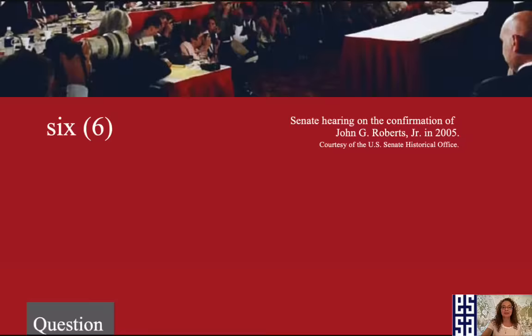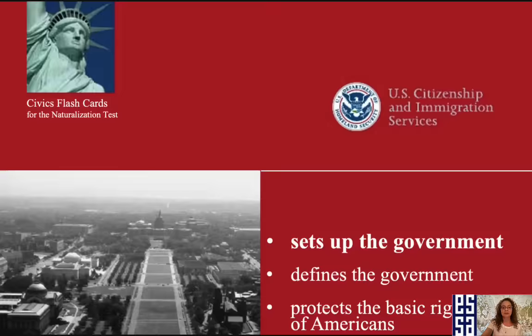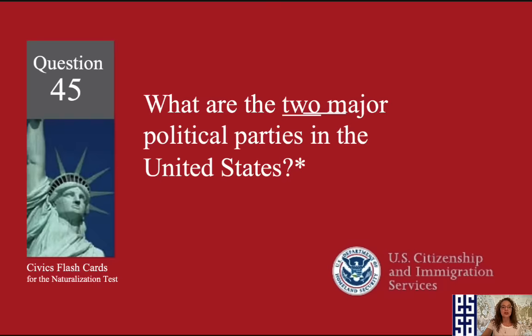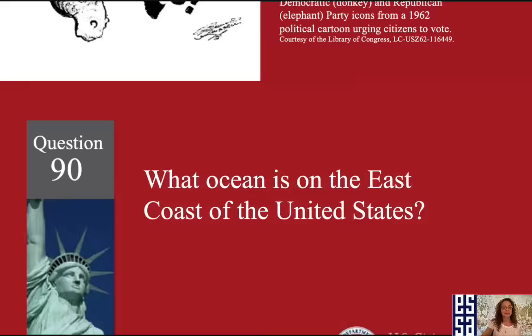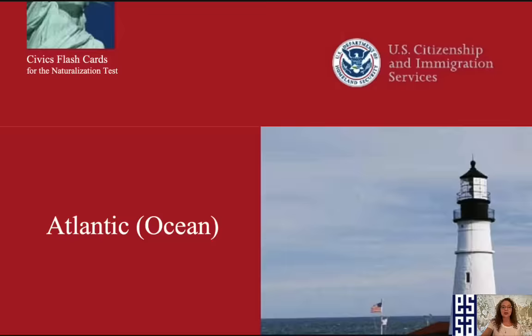What does the Constitution do? It sets up the government. What are the two major political parties in the United States? Democratic and Republican. What ocean is on the east coast of the United States? On the east coast, we have the Atlantic Ocean, Atlantic.